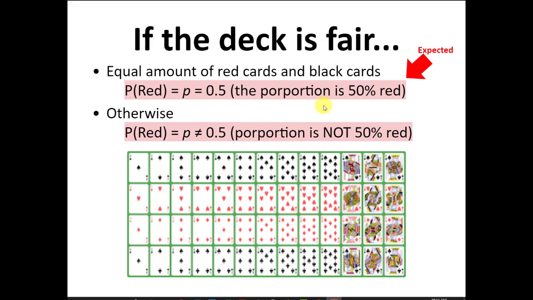In this scenario, the equal amount of red cards and black cards is the null hypothesis. This is what is expected. And if our question is, is this deck of cards fair, then we would expect that the proportion is not what is expected, that it's an alternative, and that alternative is the proportion is not 50%. So this one is the null hypothesis, and this one is the alternate hypothesis. This is the null because it's what's expected. This is the alternate because it is the alternative of what is expected and what the question is asking.